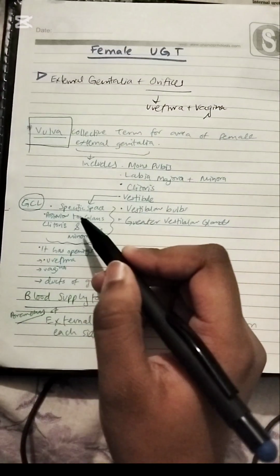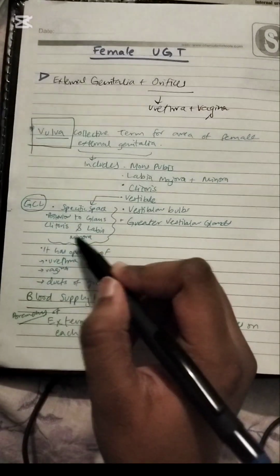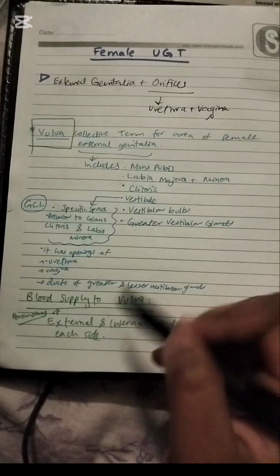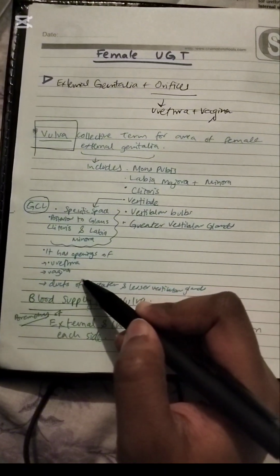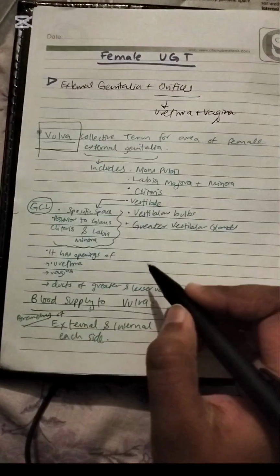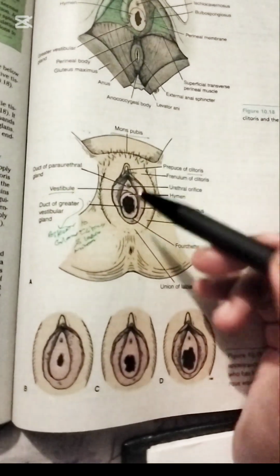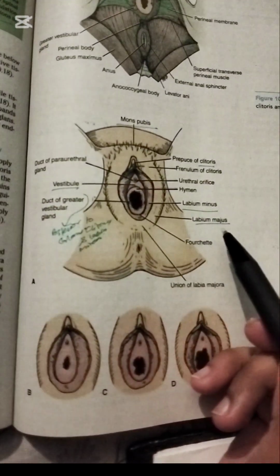Talk about the vestibule. It is a specific space which is posterior to the glans of the clitoris and the labia minora, GCL. The vestibule has the openings of the urethra, vagina, and the ducts of greater and lesser vestibular glands. Here you can see the mons pubis, the ducts of greater vestibular glands, labia minus, and the labia majus.